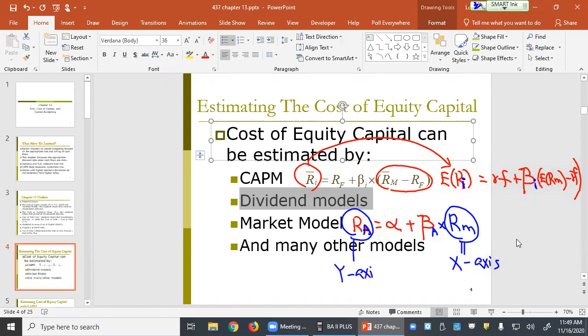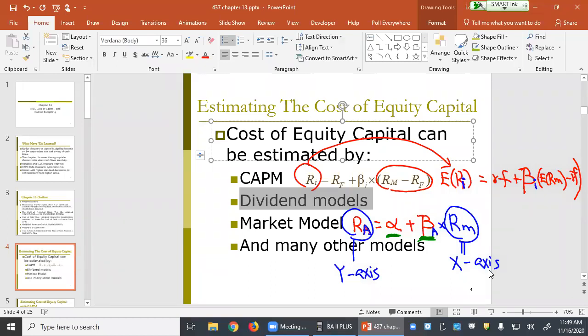Basically, you're trying to use the return of the market portfolio to predict what the return of your company is. So regress your y-axis on your x-axis, then your regression analysis will provide you with the alpha and beta as regression outputs. You can plug them in here and multiply by the RM to find your required return. In the case analysis, we're actually going to do that. But you can see the resemblance between the market model and the CAPM equation. They look very much alike, but they are not the same thing. CAPM does not require any regression at all.